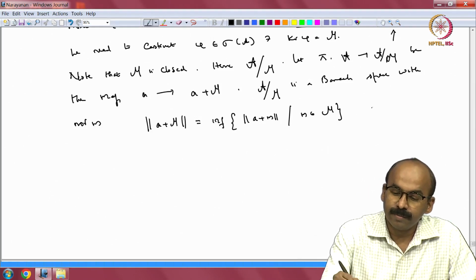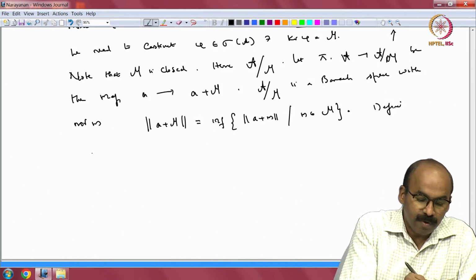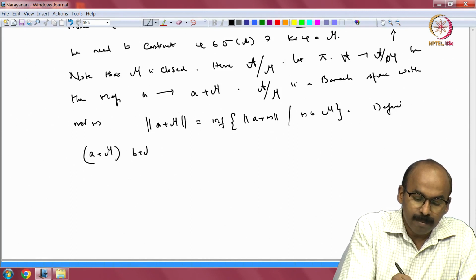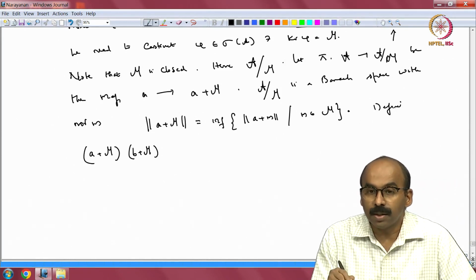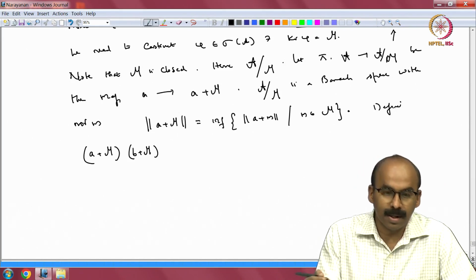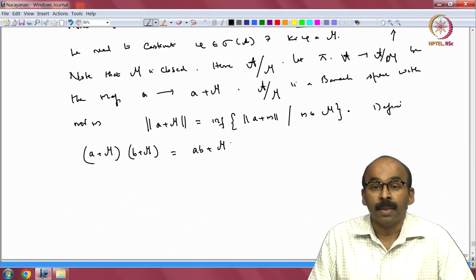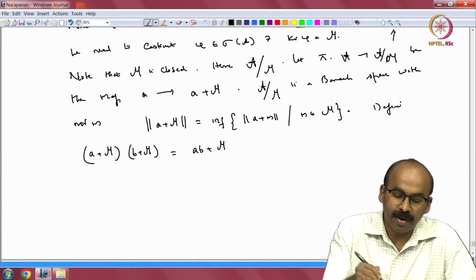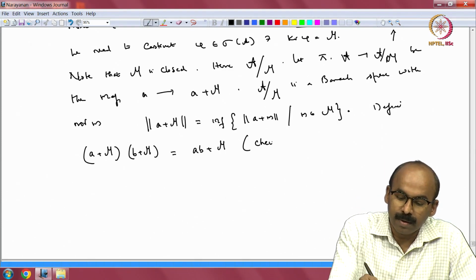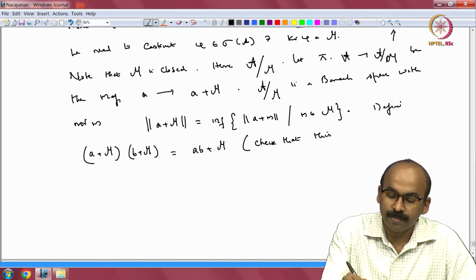So, define A plus M times B plus M. So, that is the multiplication which I am defining on the quotient space. So, I want to say it is a Banach algebra. So, this is simply AB plus M. Okay. Of course, if I define something like this, you need to check that this is well defined.